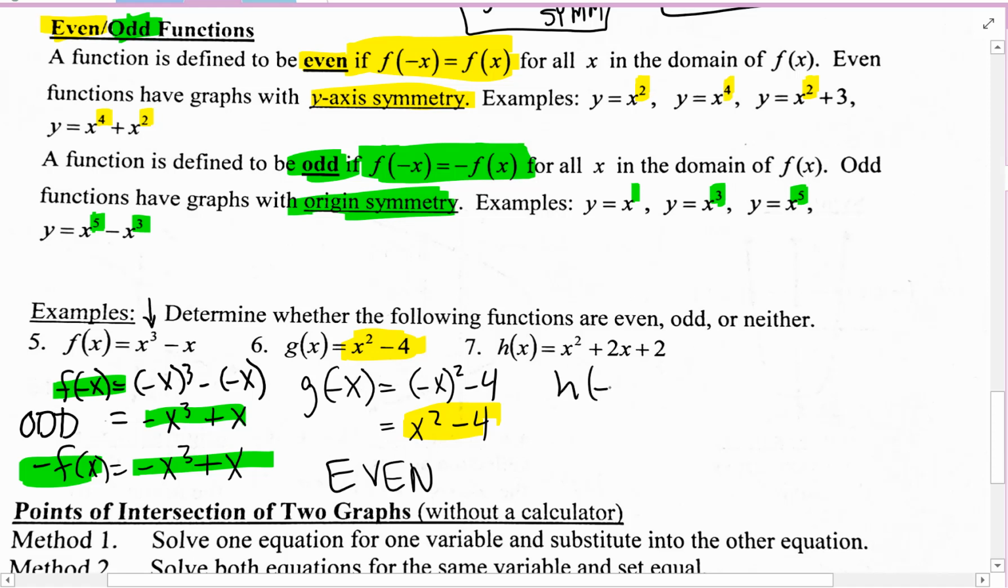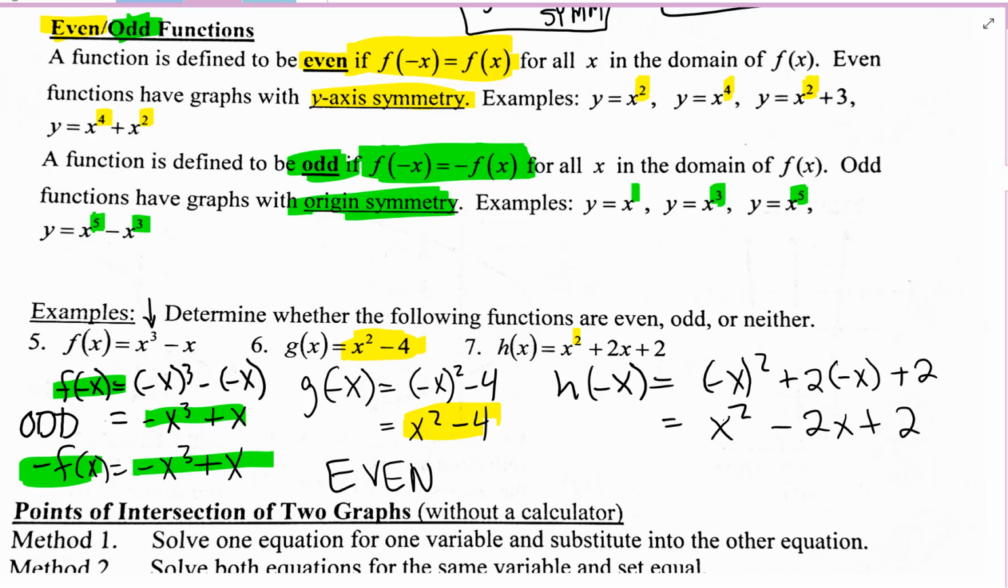This one we're going to test negative x, see if it could possibly be an even function. Squaring it makes it positive, minus 2x plus 2. That's not the same as the original. So it can't be an even function. Okay? This is a parabola. A parabola cannot be an odd function. So this is neither even nor odd.